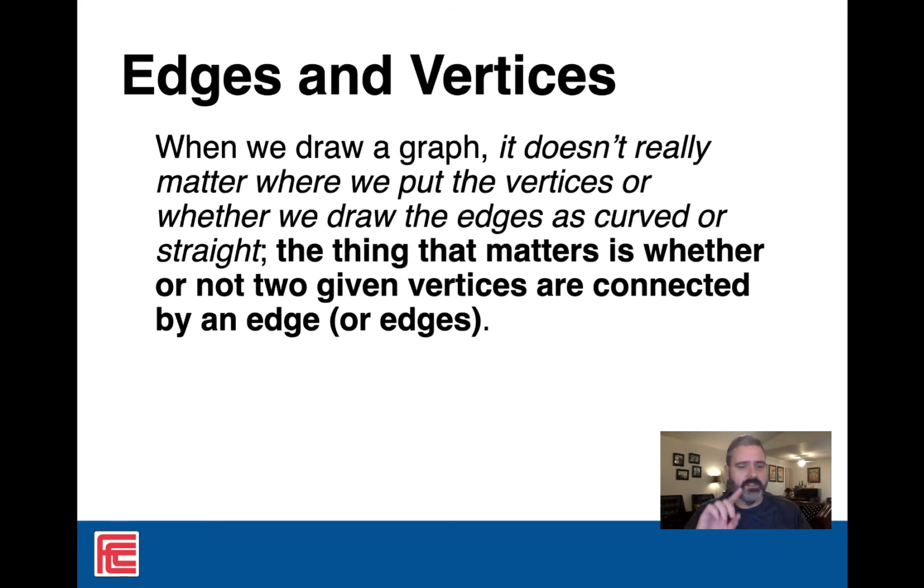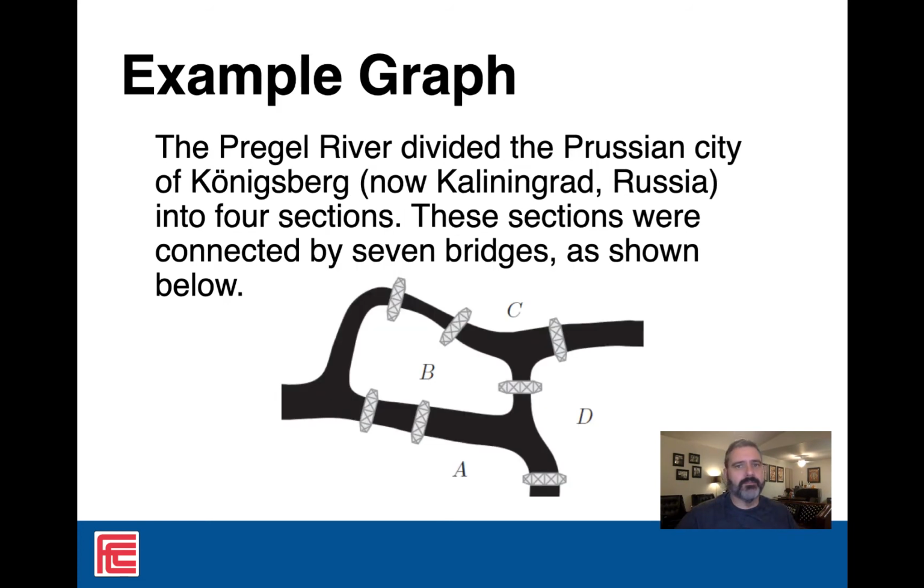The only thing that matters is that you've got your objects, and you've got the relationships between those objects, the vertices and the edges. It doesn't matter actually how you draw them. What matters is, are they connected or are they not connected? So here we're going to have a very famous example. Here is the city of Königsberg.